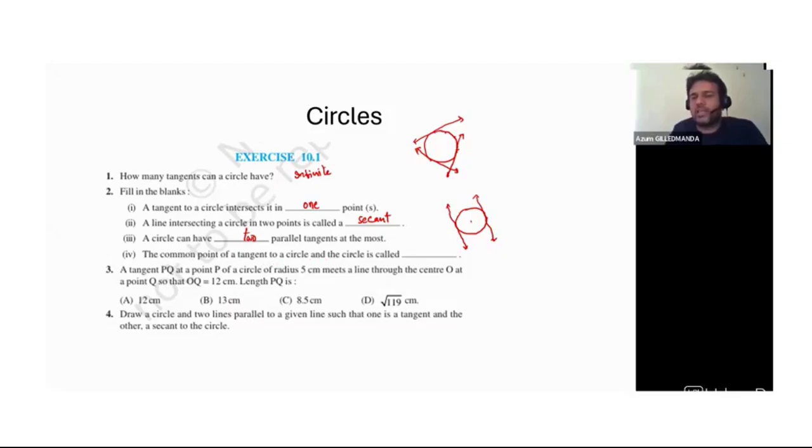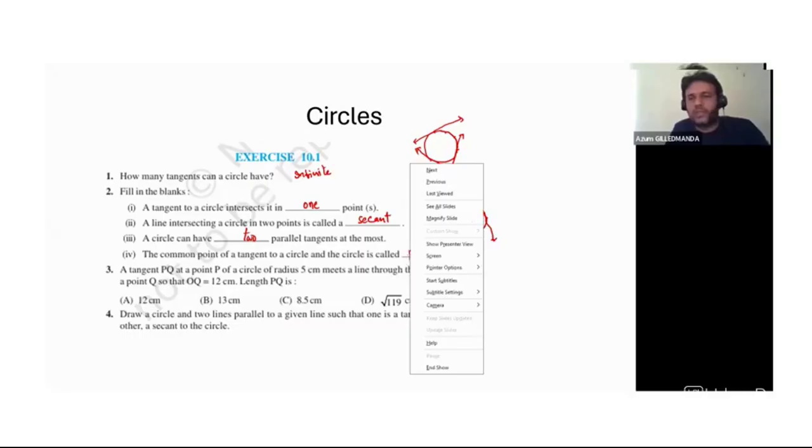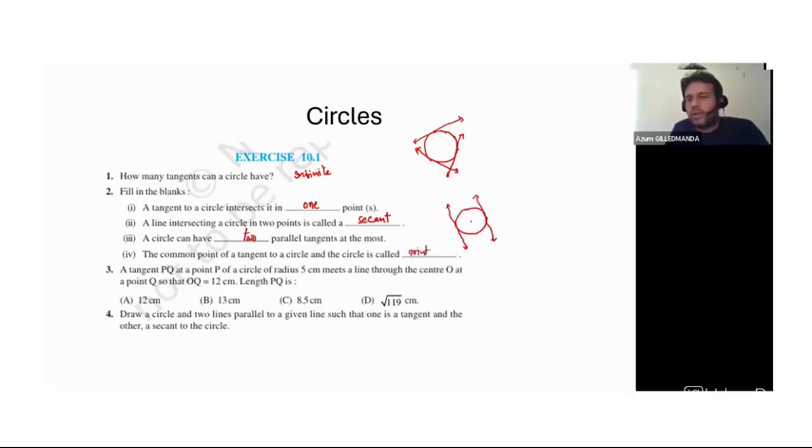Similarly, the common point of a tangent to a circle and the circle is called, where it touches, the point of contact of the tangent. Okay, so that point is called the point of contact of the tangent.